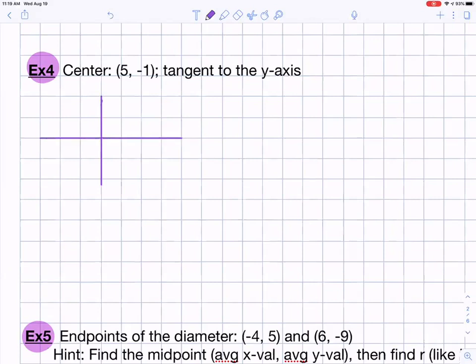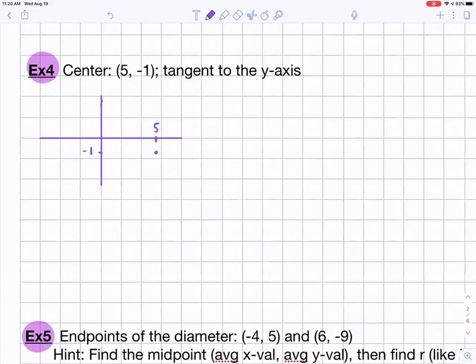In which quadrant is my center? It's the 4th, right? Because we're going to go right 5 and we're going to go down 1. Okay, so I'm not counting blocks here. I'm just throwing in numbers. Right 5, down 1.